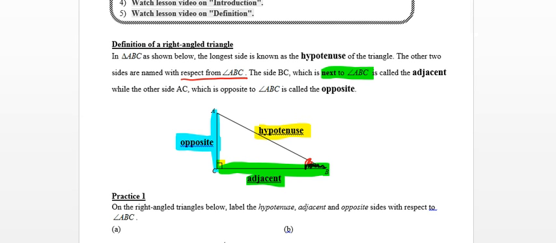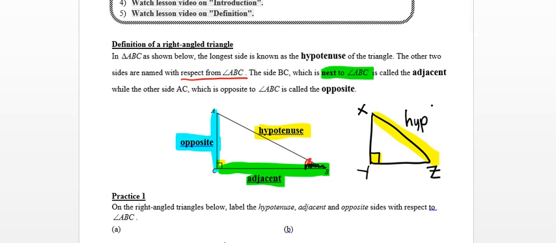For example, if I were to have a right angle triangle XYZ, where my 90-degree angle is the angle XYZ, the first side that I will be able to label is the hypotenuse, which is the longest side, and the side that is opposite the 90-degree angle. So we call this side HYP, the hypotenuse, HYP for short.